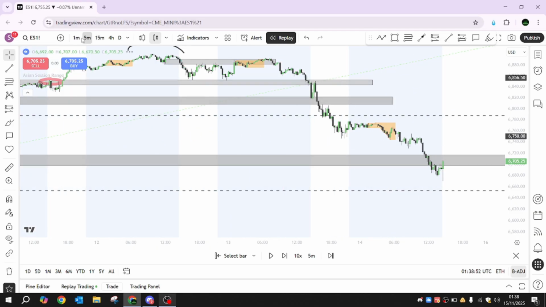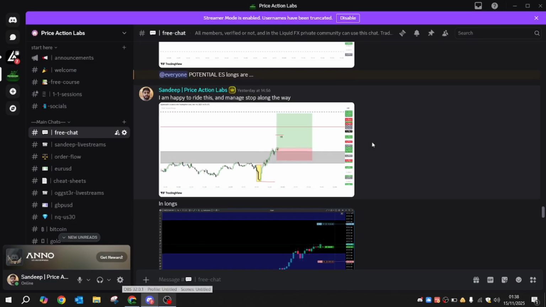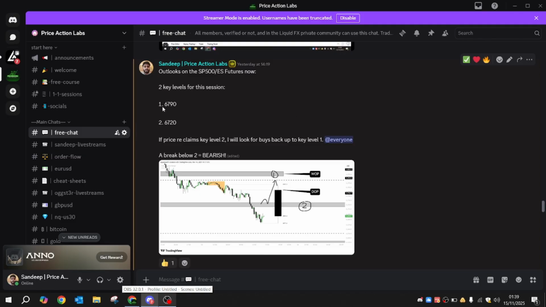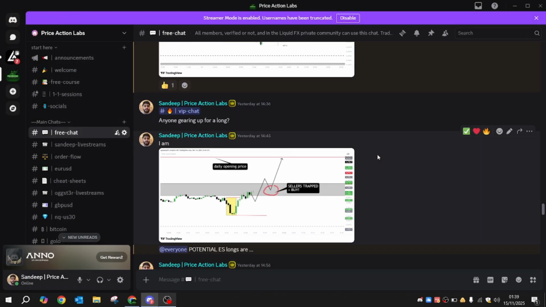Now, if we just continue to play this on a little bit, let me just show you my bias for Friday. My bias on Friday was very simple. So we had 67.90 and 67.20. So 67.20 was here, 67.90. What I'm saying is if we break above this level, if buyers reclaim control, I will look to buy from key level 2 all the way up to key level 1, right? Buy below the daily opening price, buy in discount, target premium. That was how simple the trade was, right?